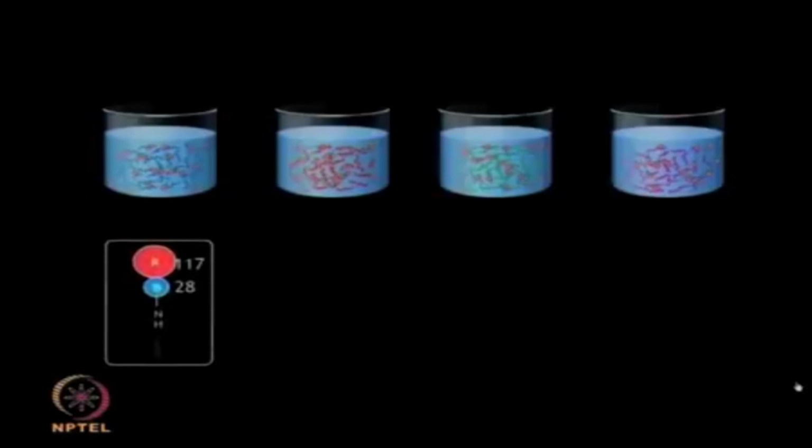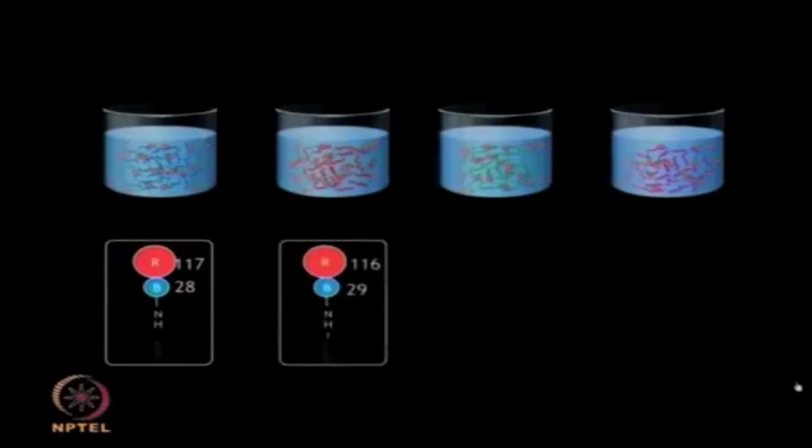The iTRAQ reagent consists of a reporter group, a balance portion and a peptide reactive group that interacts with the N terminus of the peptide or the free amino group of lysine residues, giving an overall mass of 145. The reporter group used to label each peptide sample is unique and the mass varies between 114 to 117, thereby enabling the labeling and quantification of up to 4 samples simultaneously.